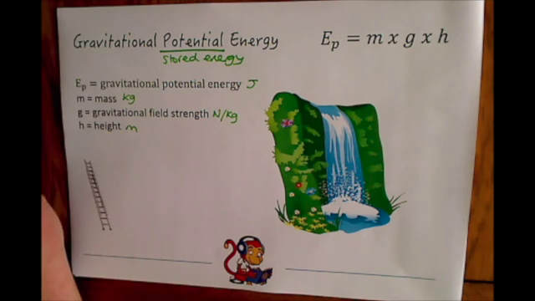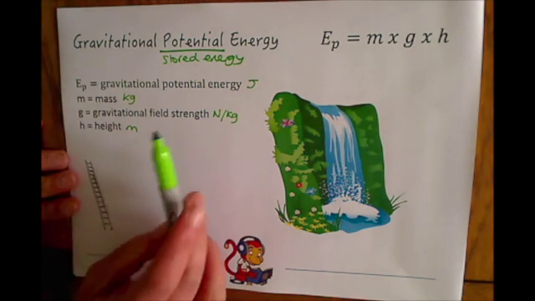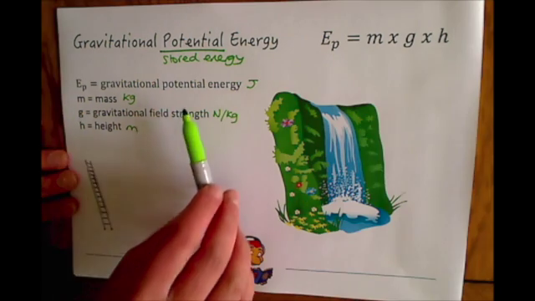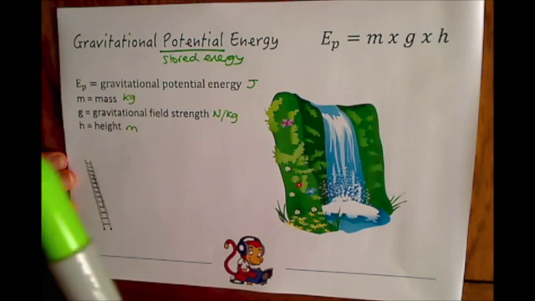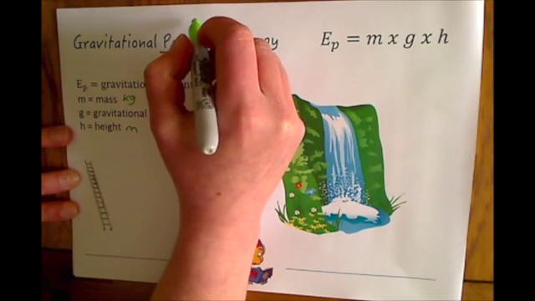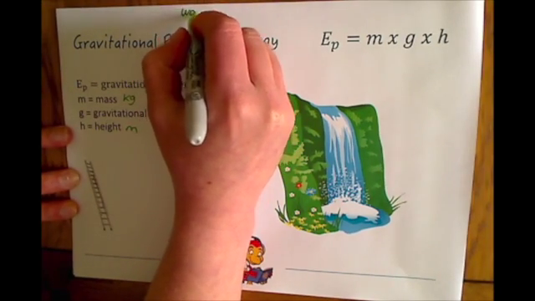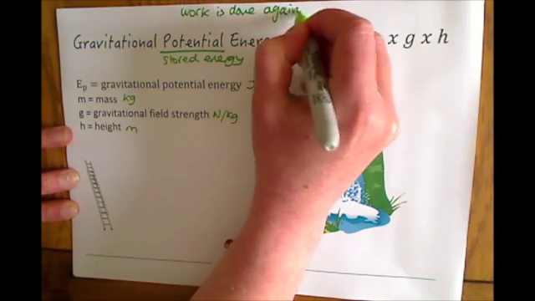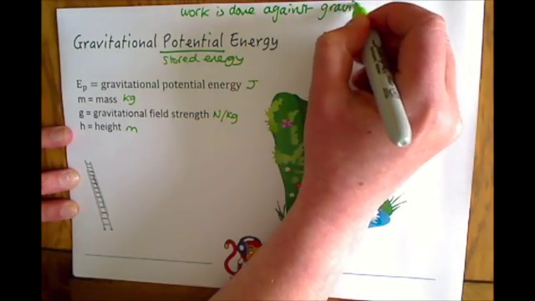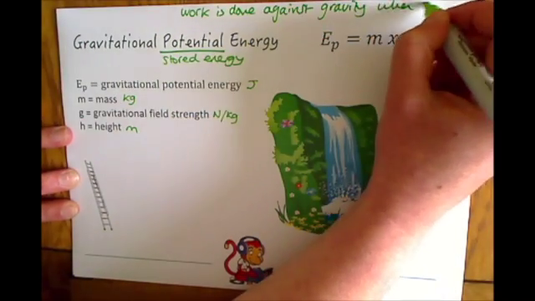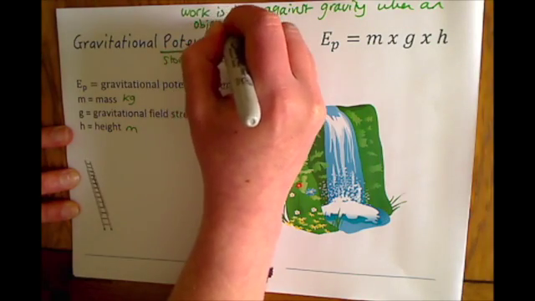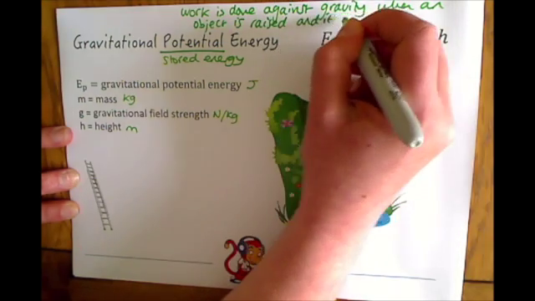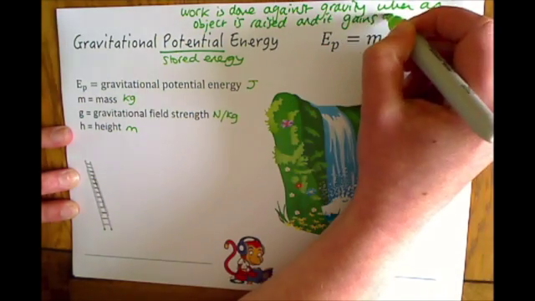So this kind of stored energy: when an object is raised vertically, we say work is done against gravitational forces and the object gains gravitational potential energy. We'll link this into work done when we do a video about work done. But work is done against gravitational forces, or against gravity, when an object is raised, and it gains gravitational potential energy.